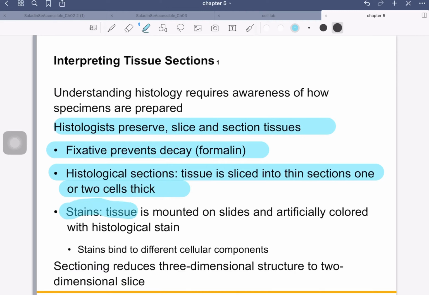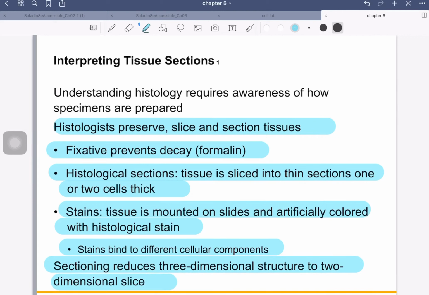And then we stain it, which artificially colors it with histological stain. Now, there are a number of stains out there: hematoxylin, eosin, Wright stain, etc. The list goes on and on. We'll be seeing a few different types of stains, but some stains will bind to different cellular components. So really what we've done is we've taken a 3-dimensional object and turned it into a 2-dimensional object and have highly processed it.